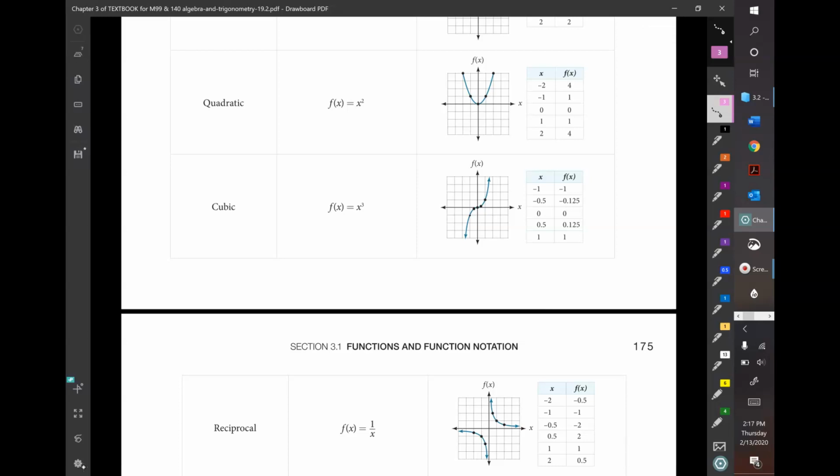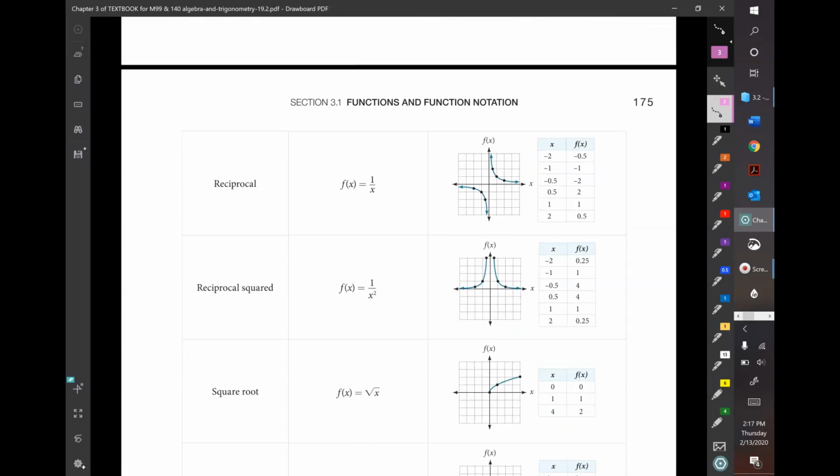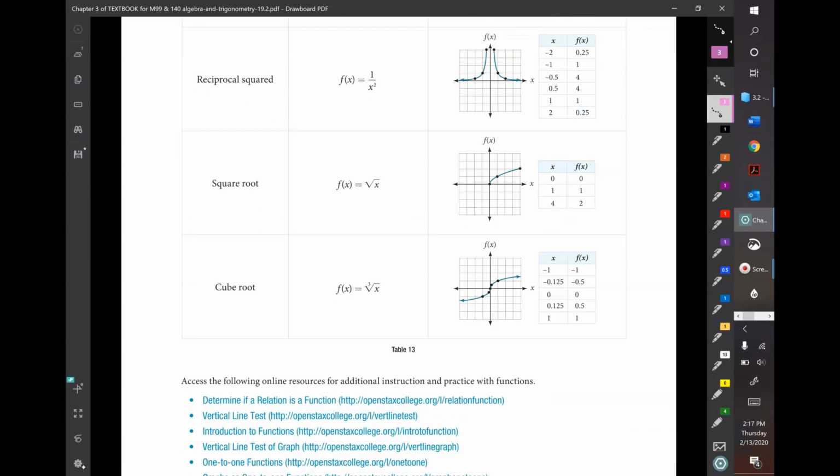Quadratics are your parabolas. Cubics are kind of like just like a squiggle. And the reciprocal function here, or we call it a rational function, where we have a variable in the denominator, also called the reciprocal function. And here's the squared version, where you are going to stay positive. And then square root is really nice and easy to work with, and cube root.